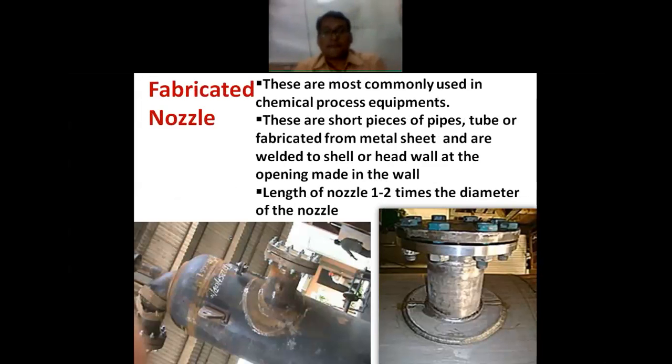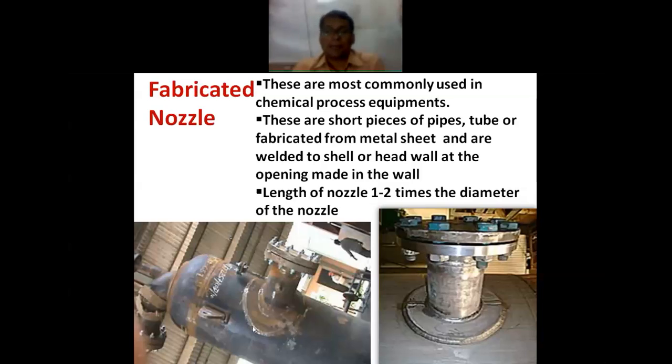Now the third is the fabricated nozzle. These are the most common in the chemical process industries, where the maximum are fabricated nozzles. These are short pipes or tubes fabricated from a metal sheet and are welded to the shell or head at the opening made in the vessel wall.